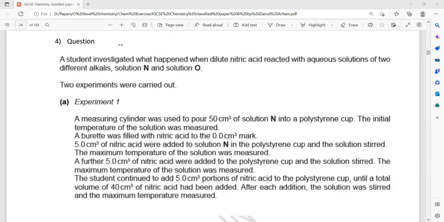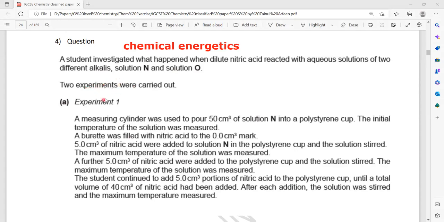So this one is question 4 from topic chemical energetics. A student investigated what happened when dilute nitric acid reacts with an aqueous solution of two different alkalis, solution N and solution O. So two different alkaline solutions are there, which means they might be two different chemical substances, two different compounds as well.